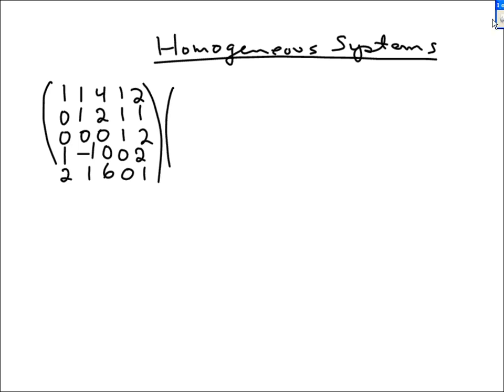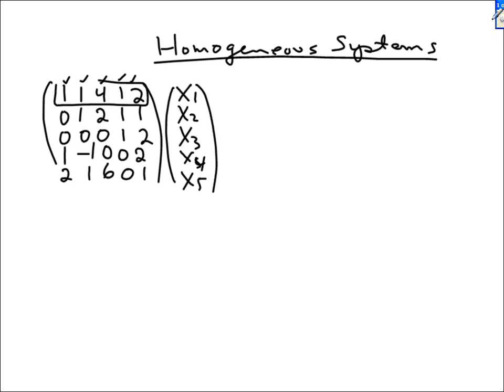Okay, so we multiply this. Since there are 1, 2, 3, 4, 5 columns, I multiply by x1 through x5, because remember, this row has to be dotted with this column. They have to have the same number of entries. So we want to find the solutions, a basis for the solution space.